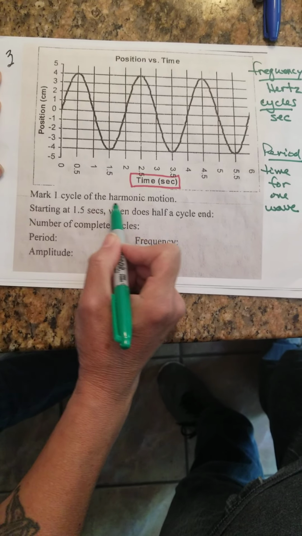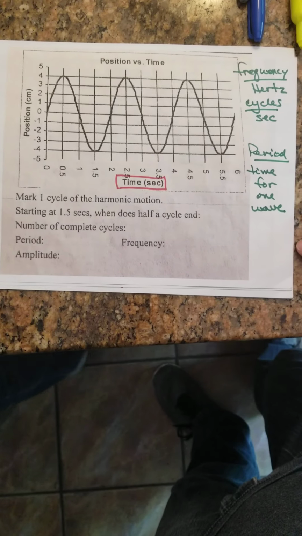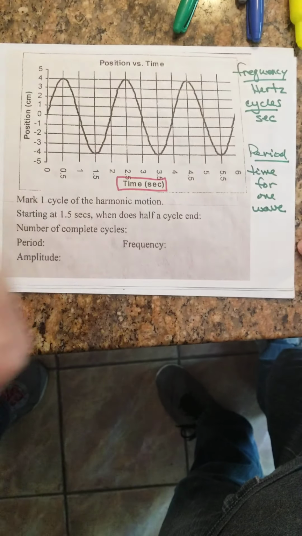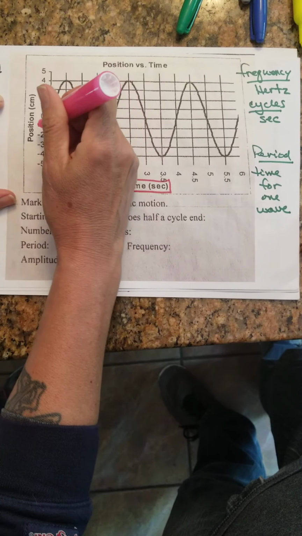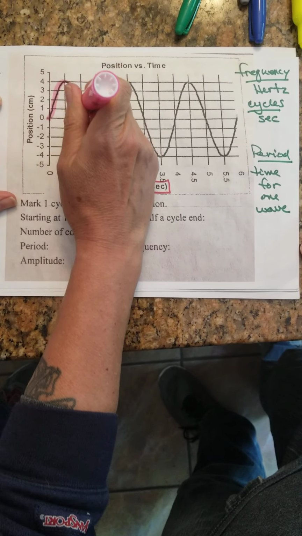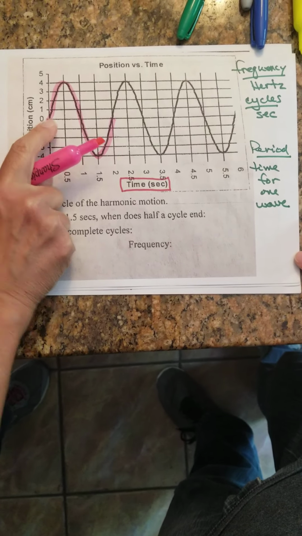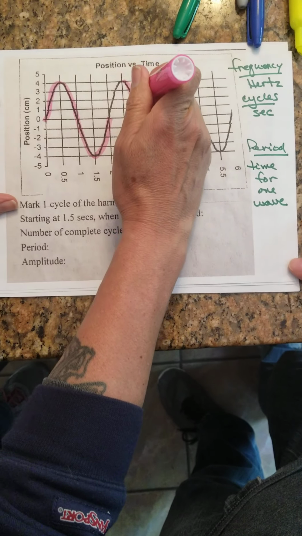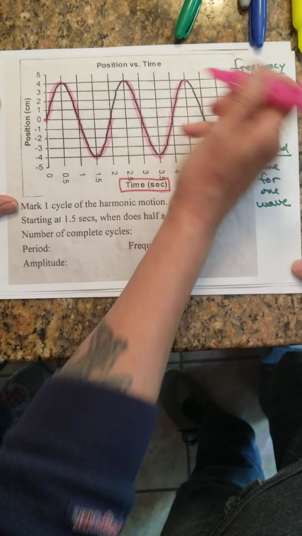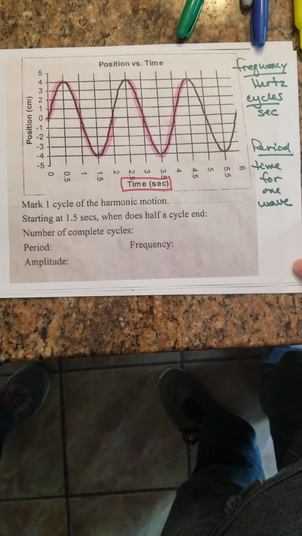And it says mark one cycle of the harmonic motion. So that just means one cycle of the wave. Harmonic motion is motion that repeats. That's one cycle if I start here. What if I start here? Oh, that's one cycle if I start at the crest.